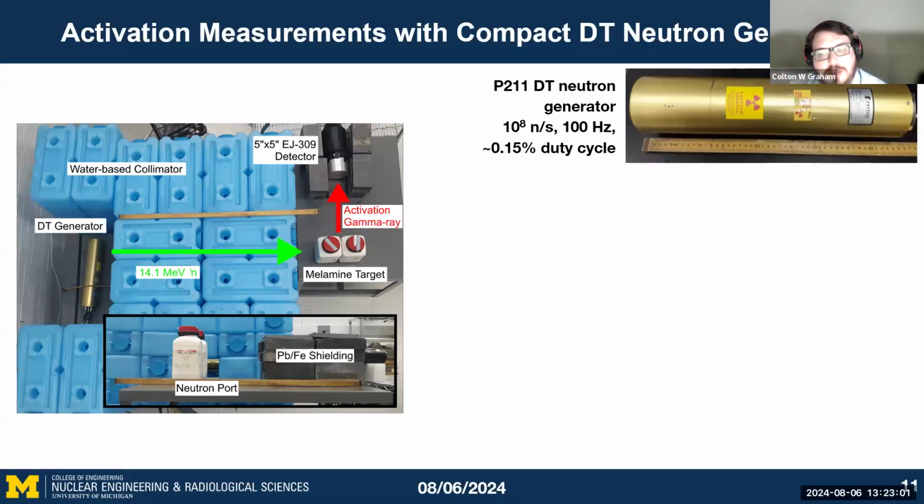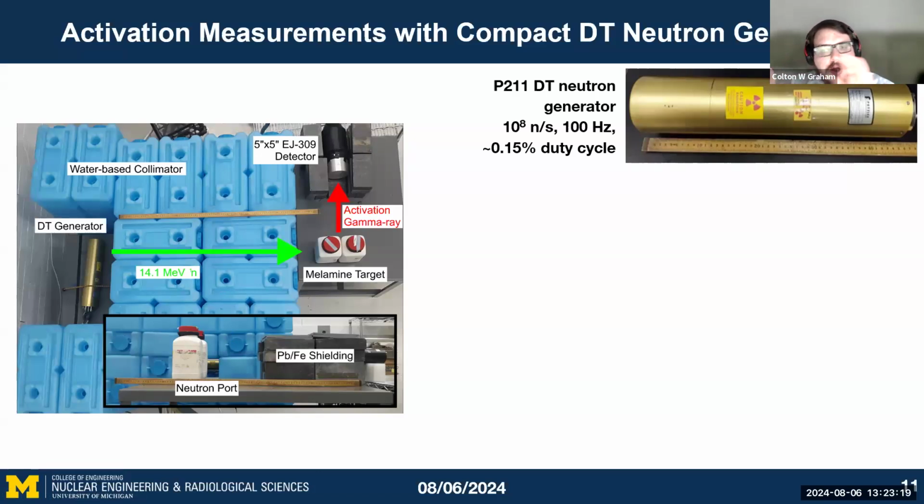And then we place our detectors off to the side here in order to be out of the way of the fast neutron flux from the generator, and then use a combination of lead and iron shielding in order to really reduce gamma ray activation backgrounds on that detector.